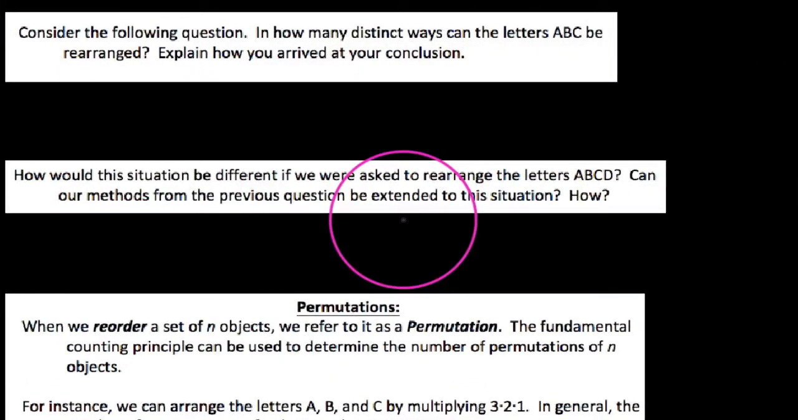In this video we're going to discuss a specific counting situation in which we use what we call a permutation, okay? As a lead into this, let's consider the following question: in how many distinct ways could we rearrange the letters A, B, C?